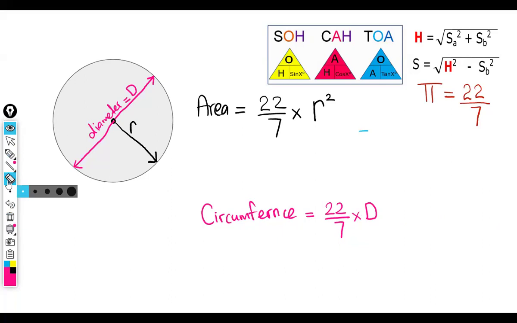So let's try a beginner's question here, right? Let me just erase this here. For this particular circle, if I tell you the radius is 8 centimeters, I want you to find two things for me: the area and the circumference. Remember, we said we would use pi as 22 over 7. Give it a try, and let's see what you guys come up with.